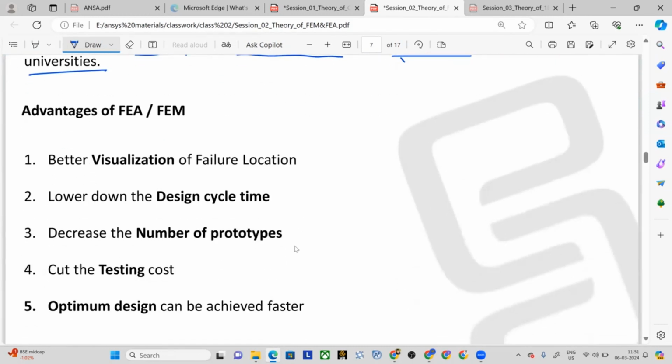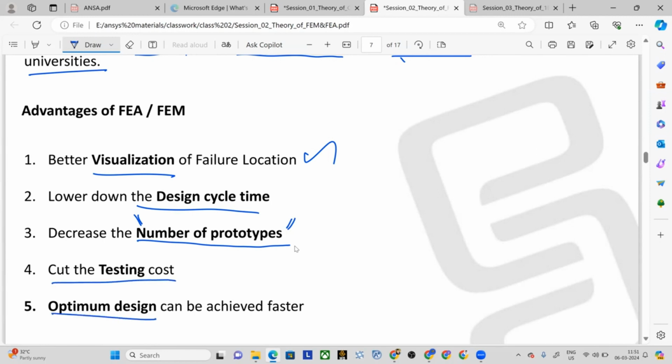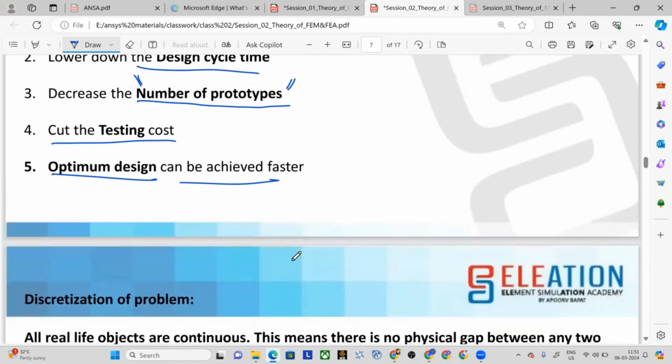So the advantages: you have a better visualization of the real-time application. It will reduce the design cycle time. If you try to do the design manually, it will take a huge amount of time. It also decreases the number of prototypes because we are not following the experimental method. It cuts down the testing cost also, and an optimum design can be achieved at a much faster rate. So these are all the different things which are available for the finite element method.